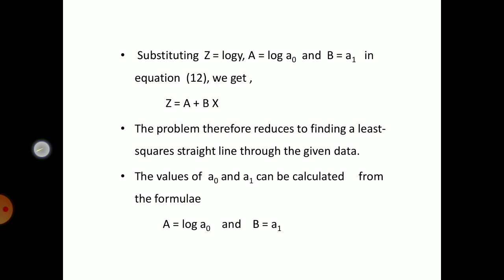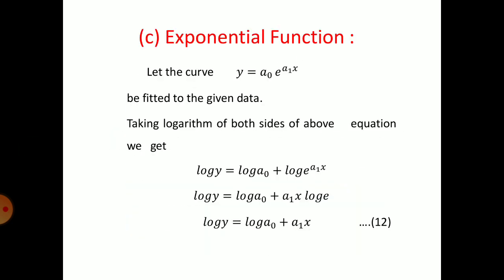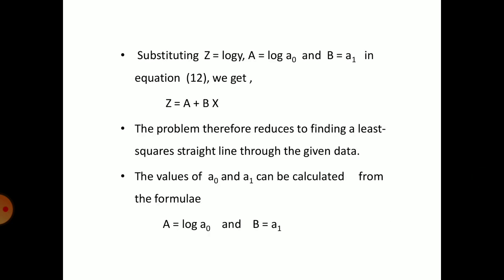The values of a0 and a1 can be calculated from the formulae. Z is equal to log y, and here a is equal to log of a0 and b is equal to a1. That means using these two formulae we can obtain the values of a0 and a1, and we shall substitute these values in equation 12, and hence we get the curve to be fitted to the given data points.